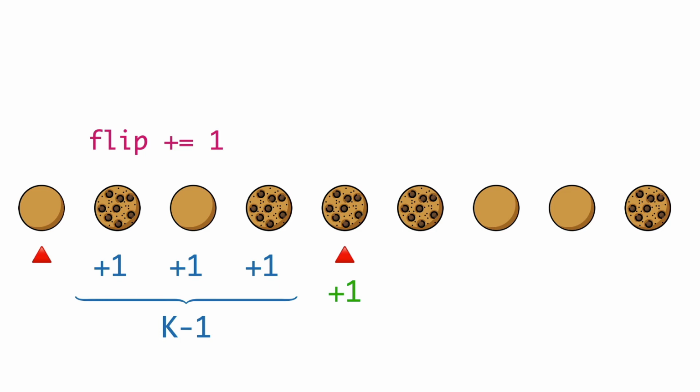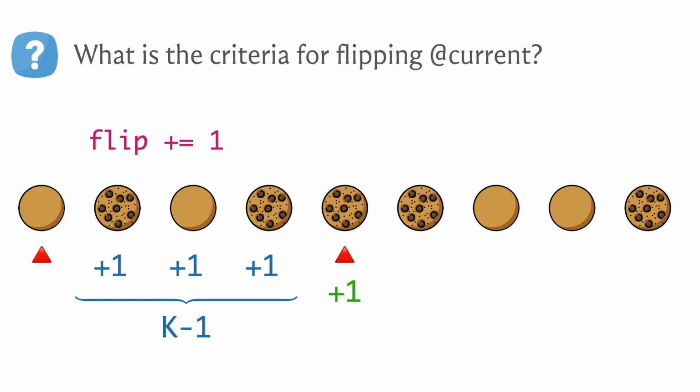But now what you have is the original state of the cookie from the state array, and you have the number of flips that it has experienced so far, which once again you obtain by subtracting the obsolete flips value from the flips variable. Based on these two pieces of information, the original state of the cookie and the number of flips that it has experienced, can you come up with a criteria for when you should actually flip this cookie?